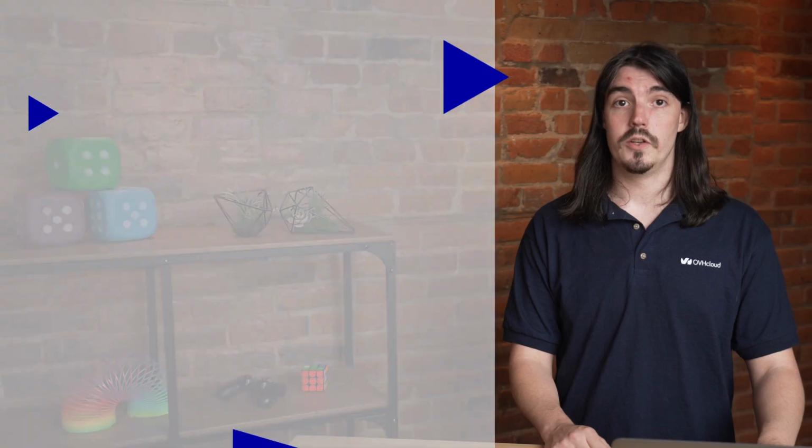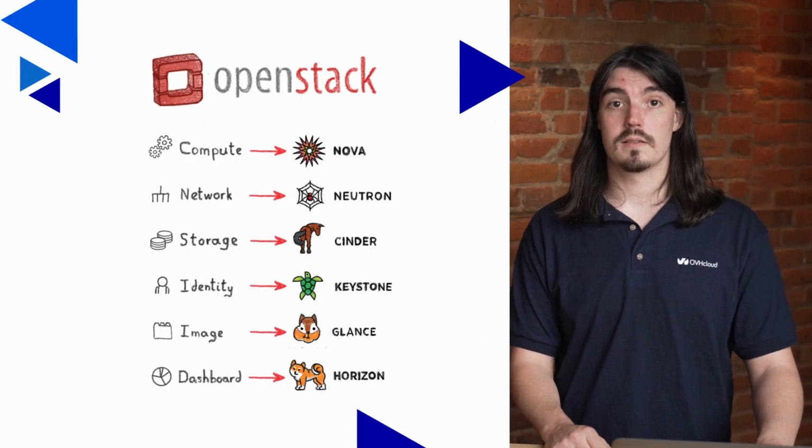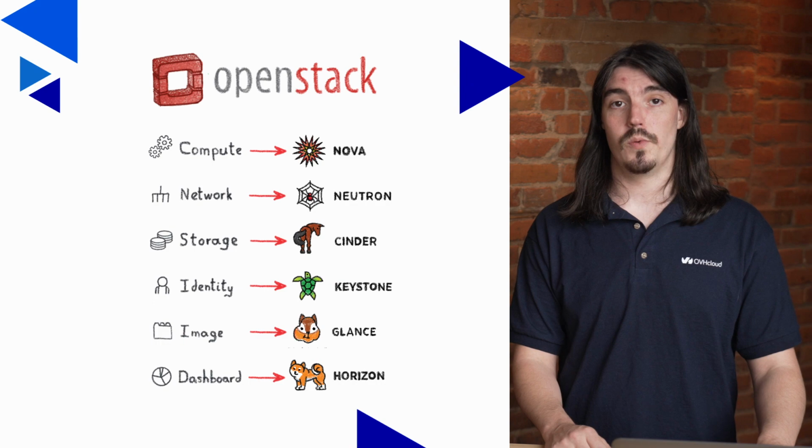For example, if we look at our Beauharnois data center in Quebec, Canada, let's call it BHS for short, we have the following regions: BHS 1, BHS 3, BHS 5, and BHS 7. Each one of those regions are identical in terms of services available: Nova, Neutron, Glance, Cinder, and a few others we won't cover today.